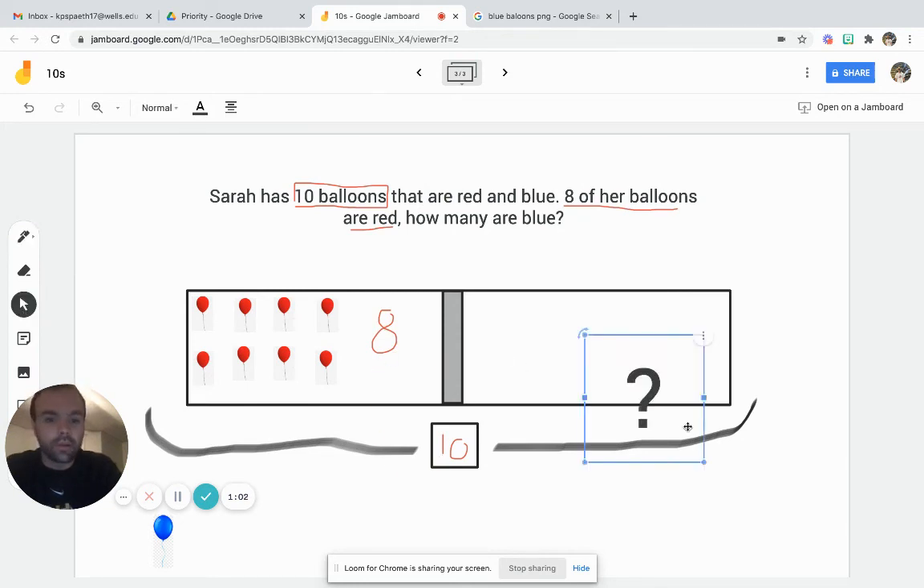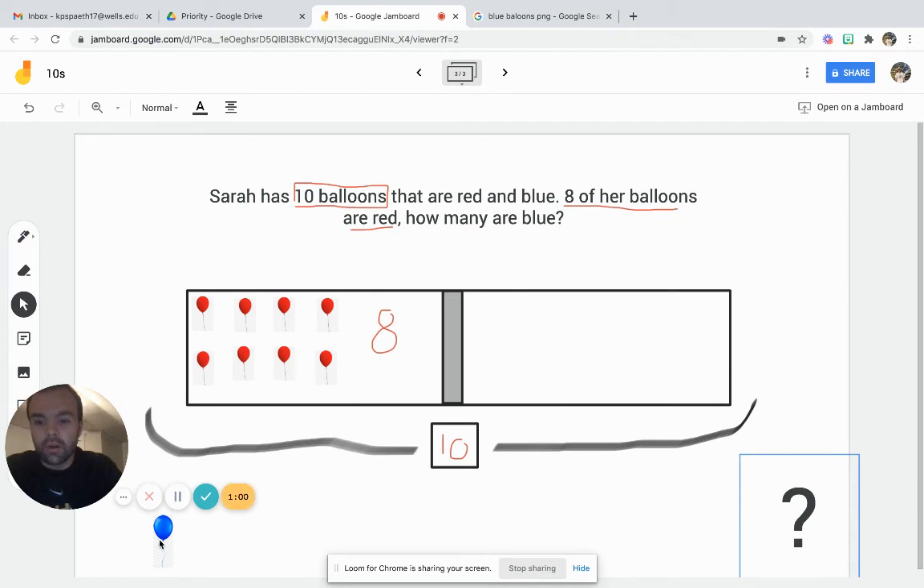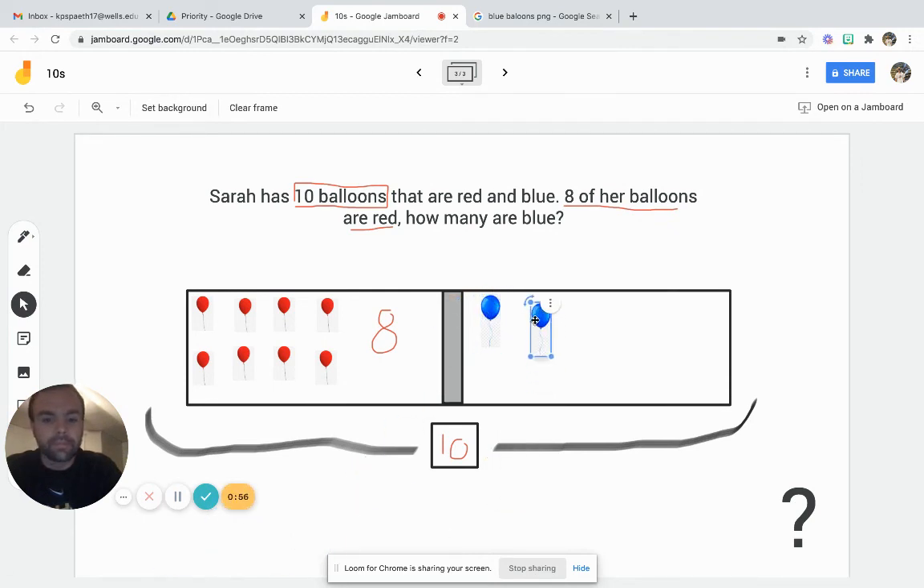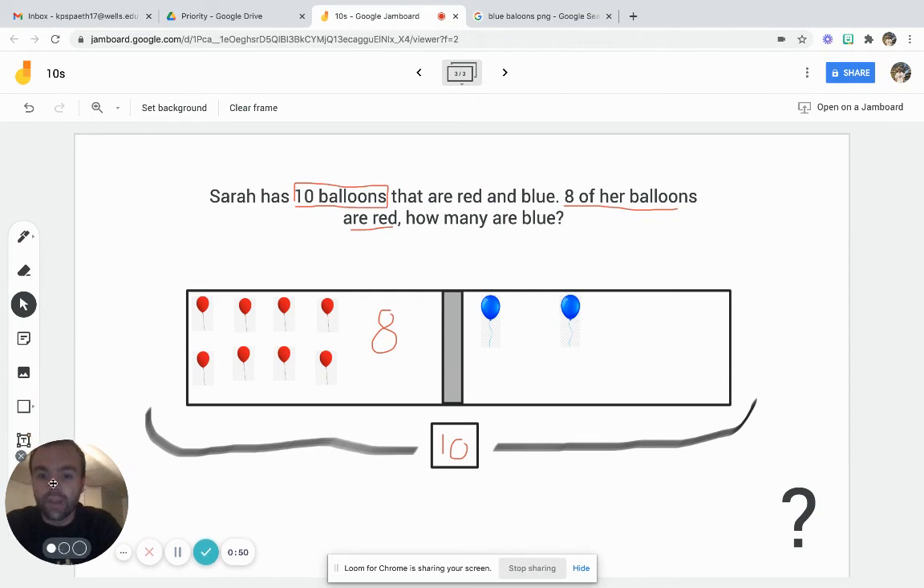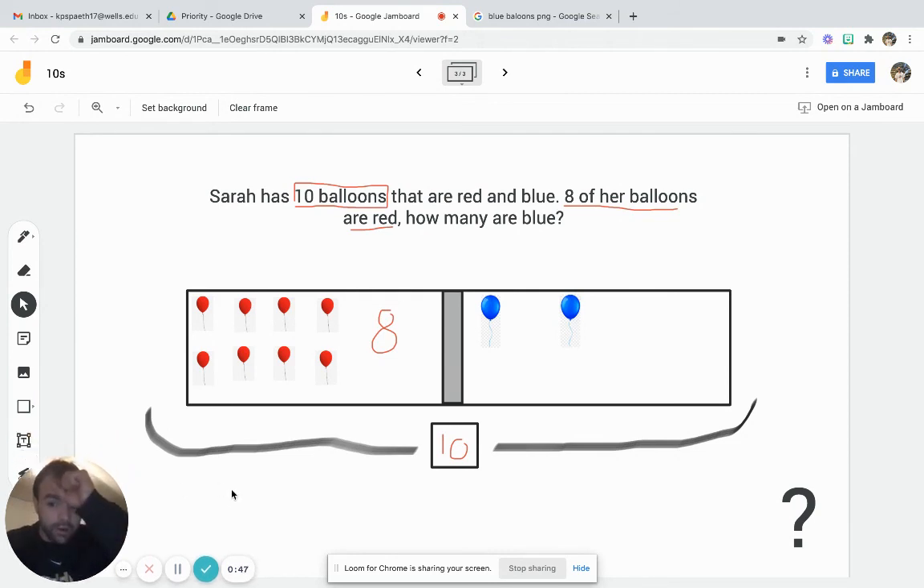So we can remove our question mark and count out again. 1, 2. So we have 2 blue balloons. Does that put us at 10? Let's put the number 8 in our head and count up: 8, 9, 10. That does put us at 10, which is what we're trying to get to. So now we know we have 2 over here. Another way we could write this is 8 plus 2 gives us 10.